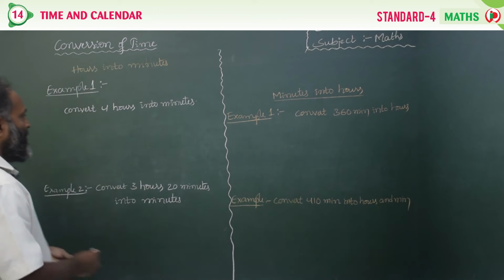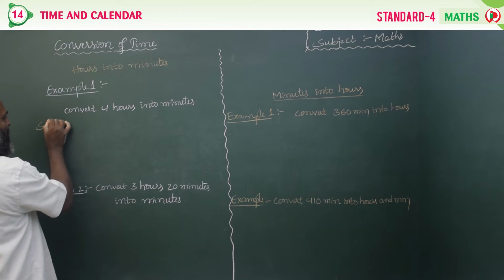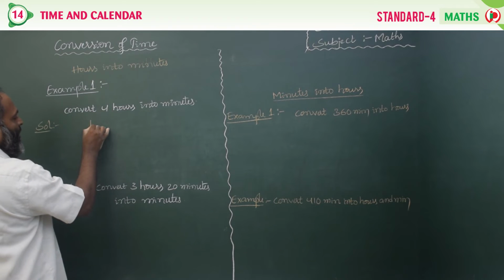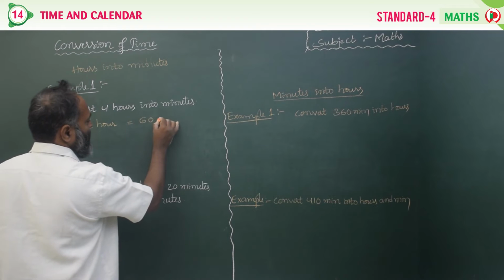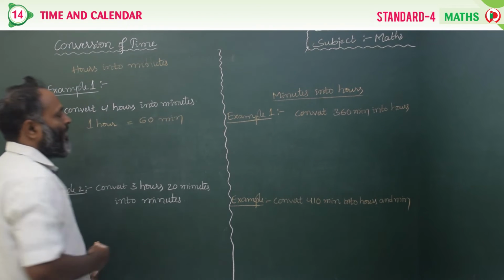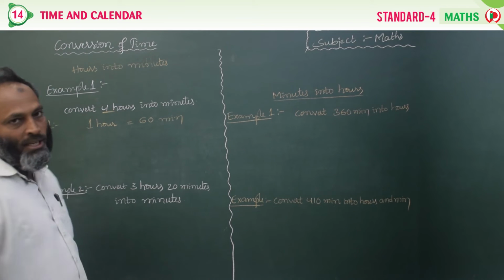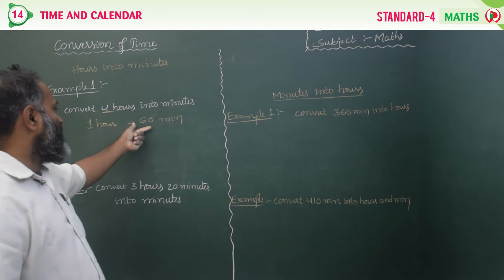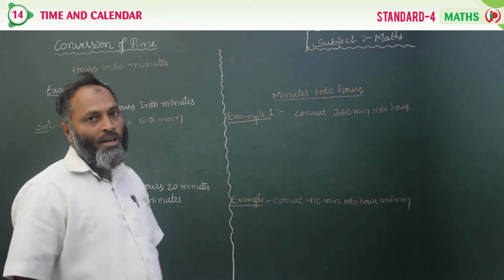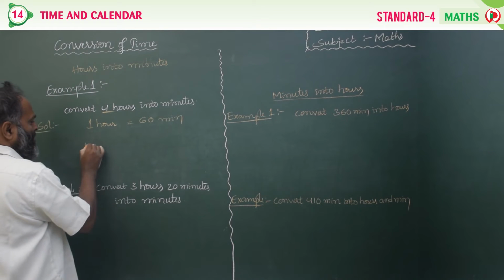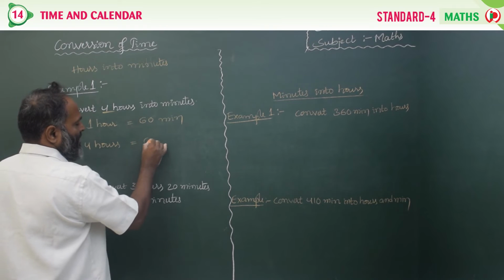First, we should know the unit value, that is 1 hour. In 1 hour, how many minutes do we have? 1 hour is 60 minutes. What is he asking? He is asking about 4 hours. So we should multiply this 60 minutes with 4, then you will get the total minutes in 4 hours. So 4 hours means 60 multiplied with 4.